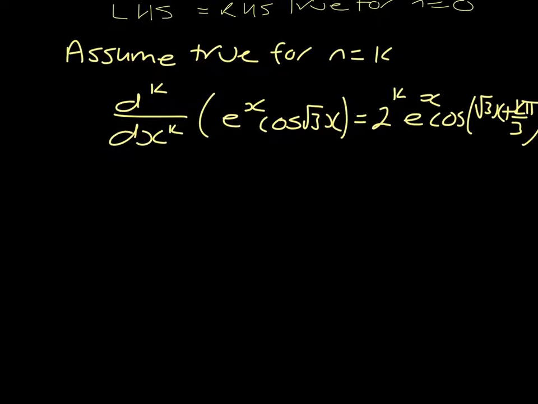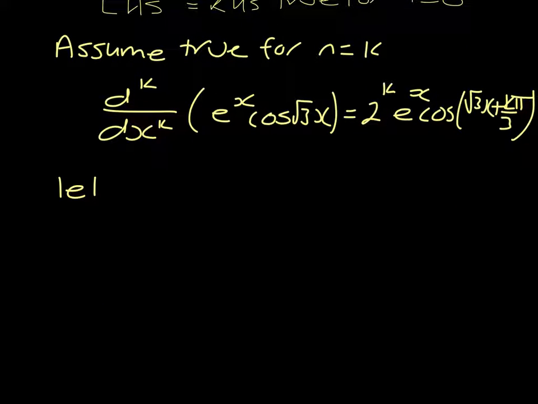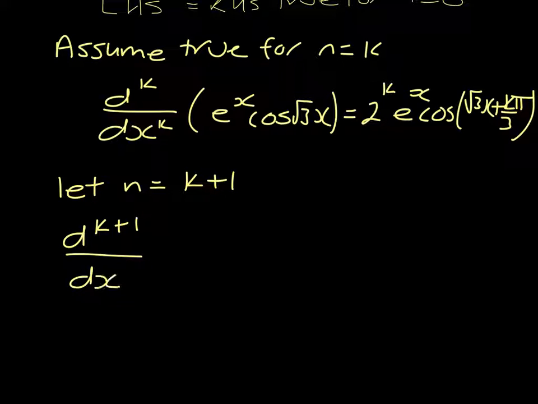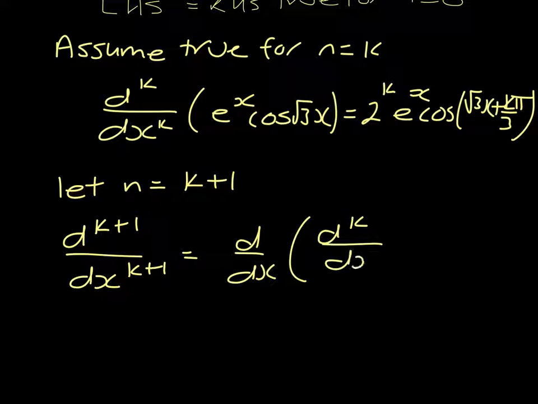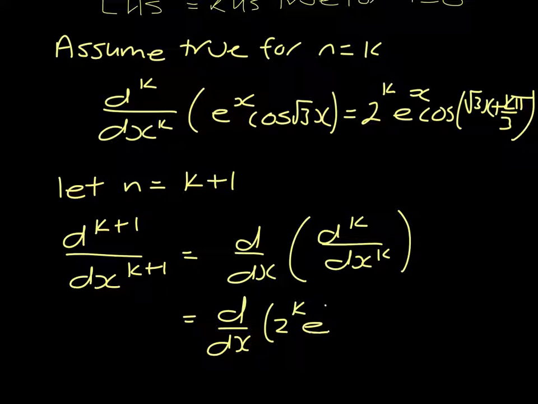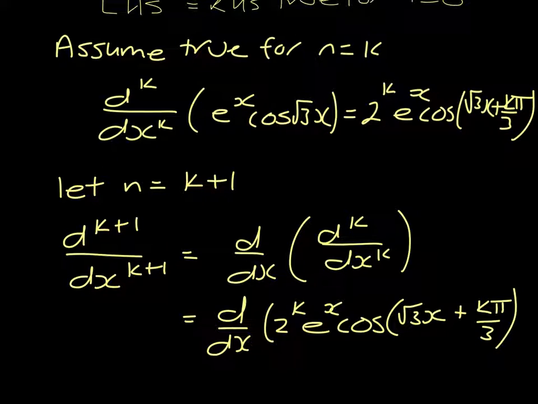And what we want to do is then let n equal k plus 1. So we want d^(k+1)/dx^(k+1), and that is the differential of d^k/dx^k. So we're actually differentiating 2 to the power k e to the power x, the cos of root 3x plus k pi over 3.